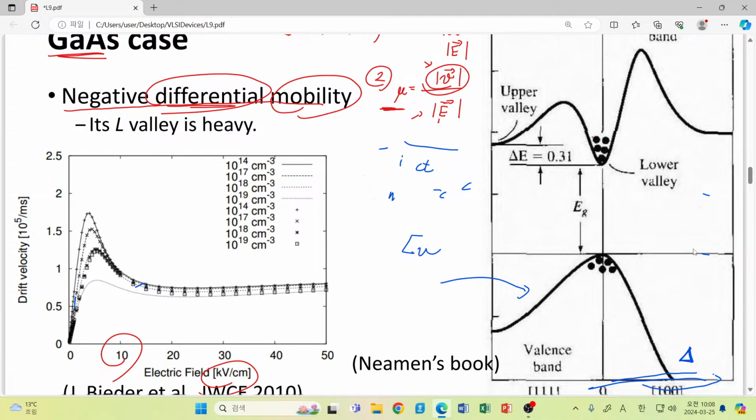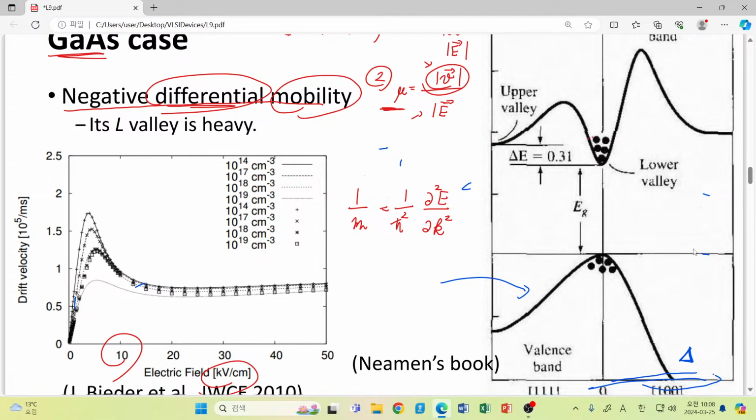We have introduced a concept of inverse mass. And inverse mass was obtained from what? Inverse mass was obtained by the second derivative of our energy with respect to the K value. So please try to consider which one has higher curvature and which one has lower curvature.